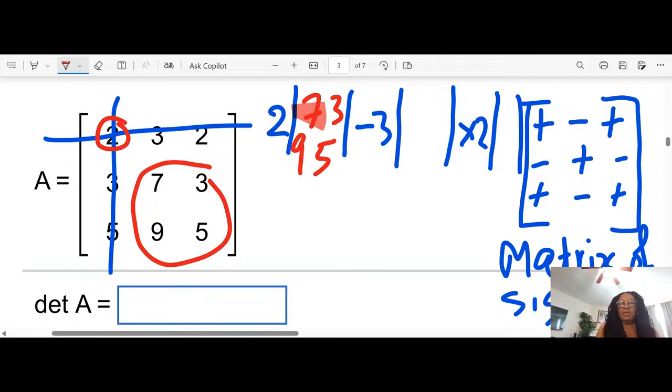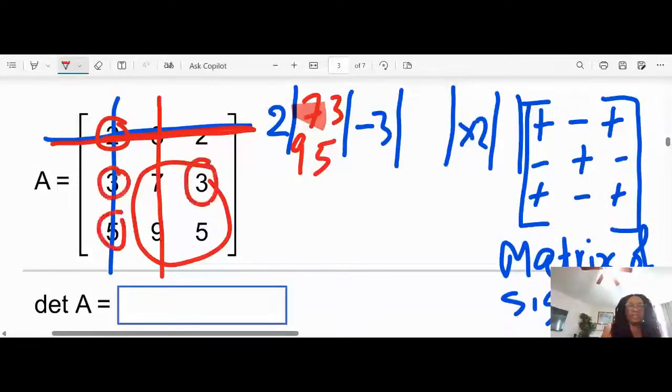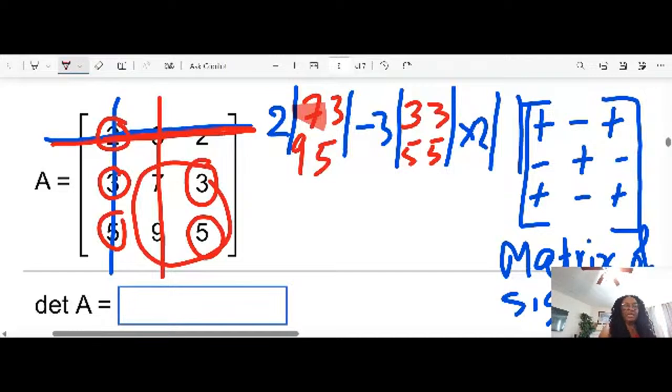Now for negative 3, this is 3 here, and I will cancel. Therefore, the 2 by 2 matrix for 3 will be 3, 3, 5, 5. Okay, so now I want to get the matrix for this 2 here.